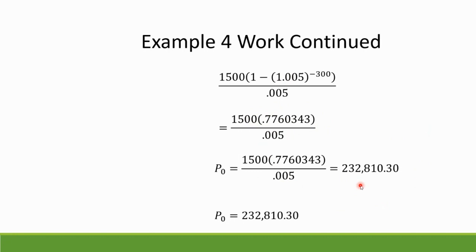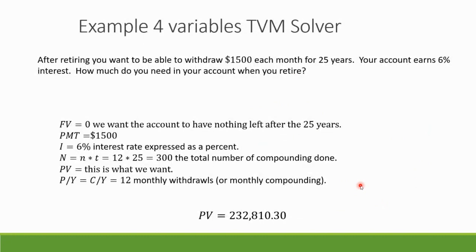So now we'll do the TVM solver. It's the same problem, of course, but we can use the TVM solver. Now, FV is the future value. That's how much is going to be in the account after all this is done, at the end of the scenario. Well, theoretically, you want to be able to use up all the money, in theory. So we take FV to be 0 here. You want to use up all the money. You don't want any left in the account.